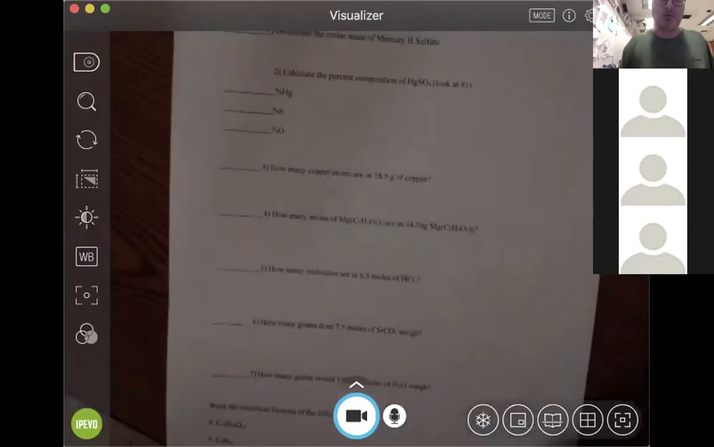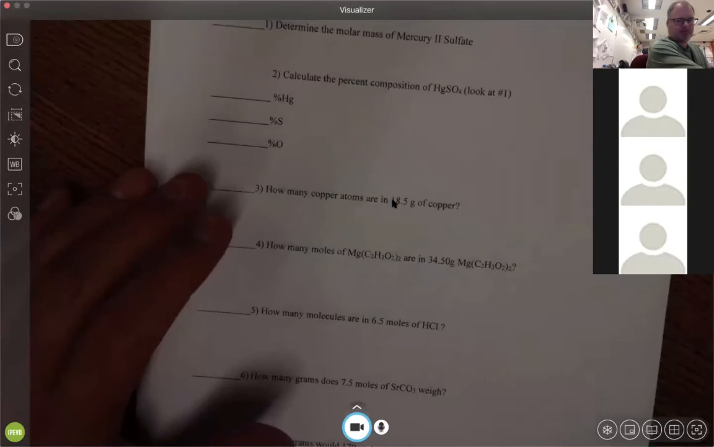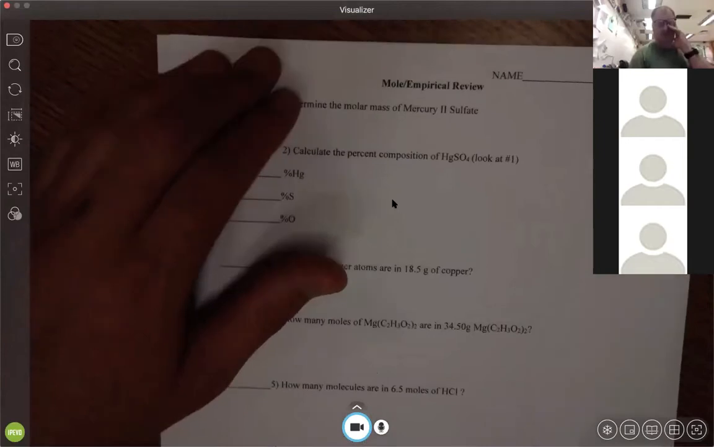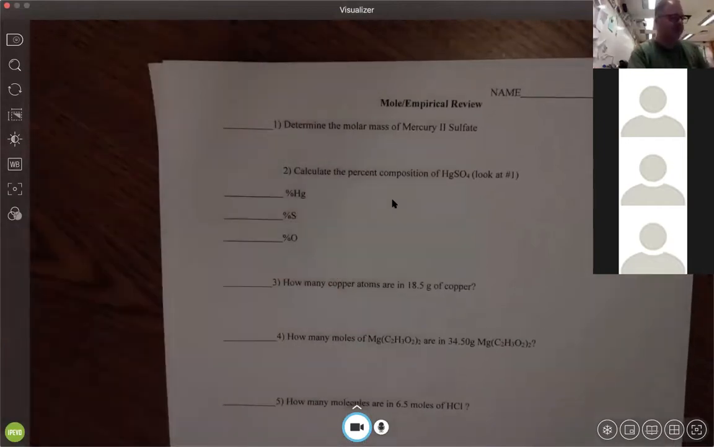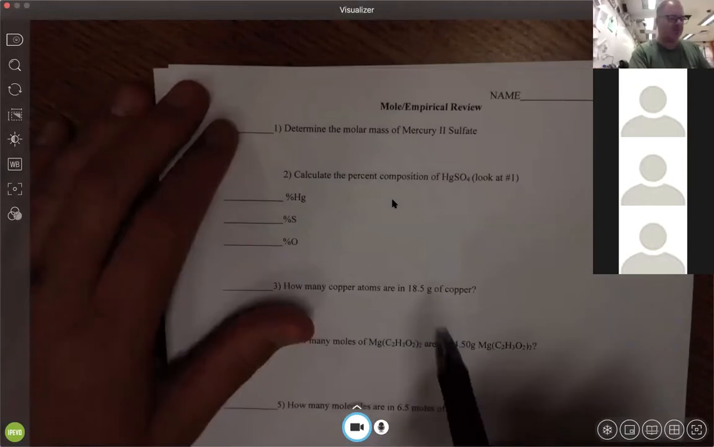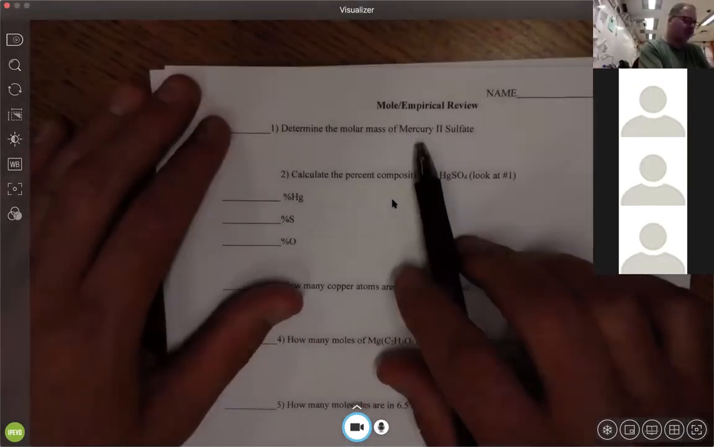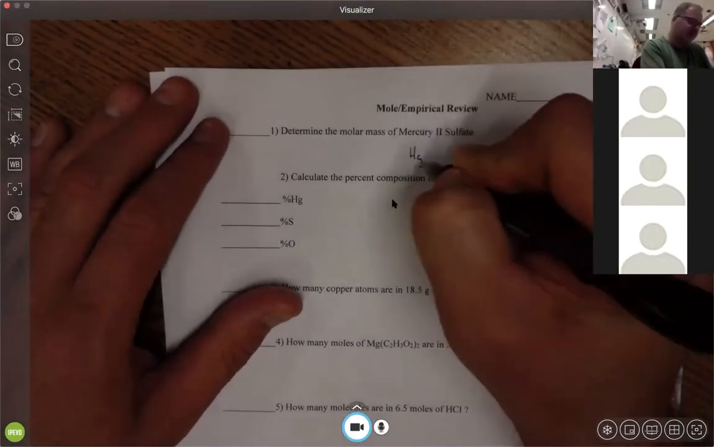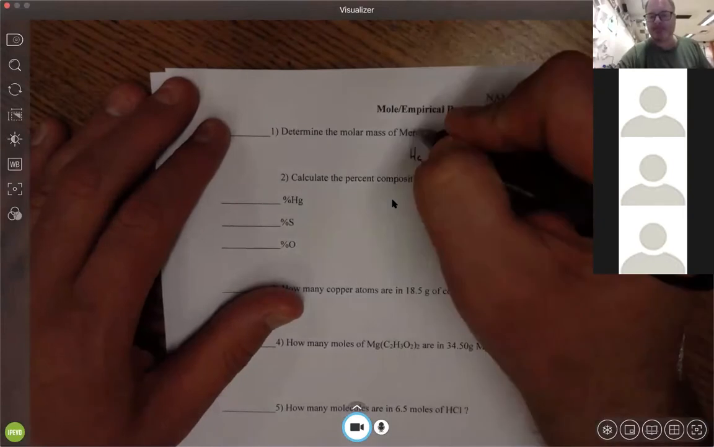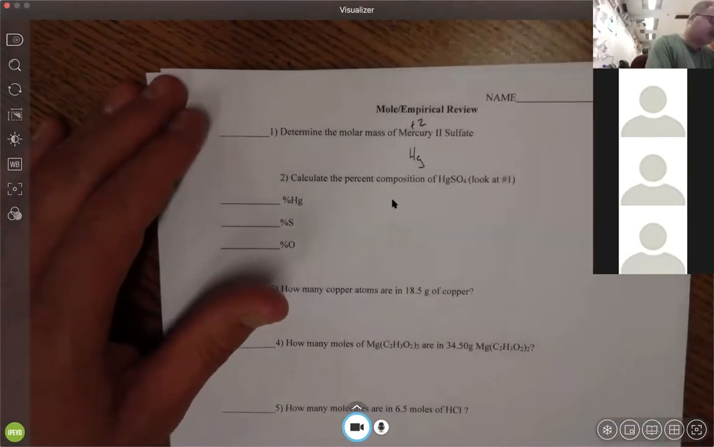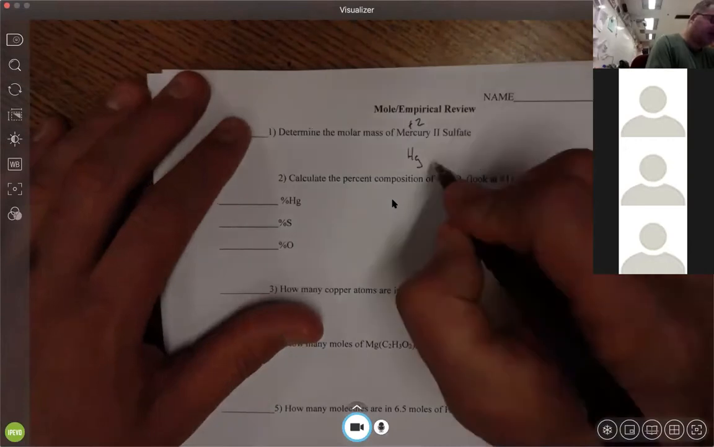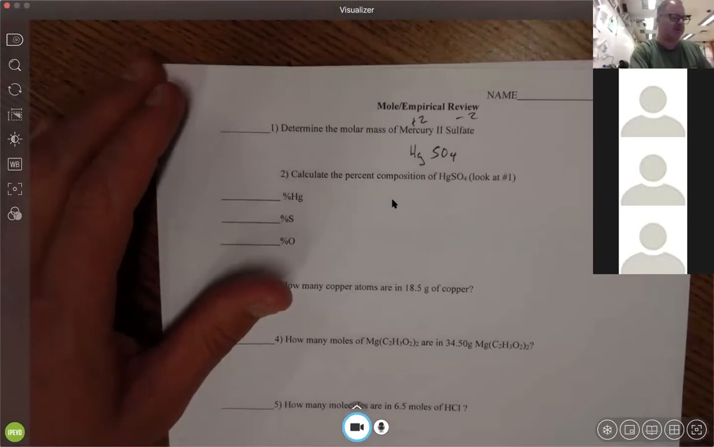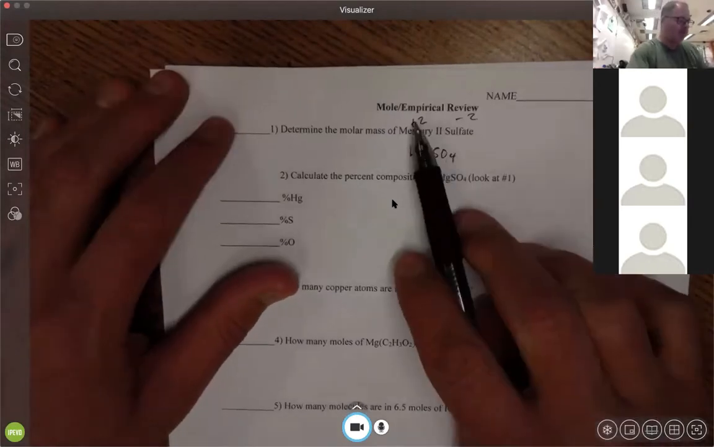So let's take a look and work down through these problems. One of the first things we want to do is make sure that we understand the naming system from before. With this we have mercury, which is Hg. It's mercury 2, which means it has a positive 2 charge, and it's with sulfate. Sulfate has a negative 2 charge. So that right there is going to get that for us.